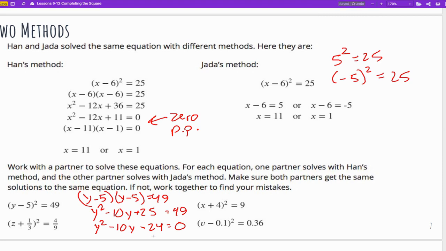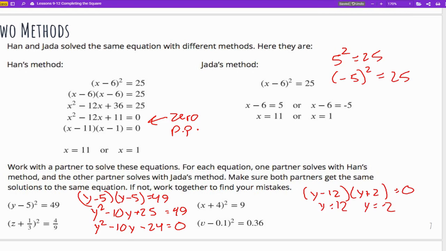Let's come over here. What two numbers add to negative 10 and multiply to negative 24? 12 and 2. So let's do that. We're going to have y minus 12 and y plus 2 equals 0. And so we get y equals 12 and y equals negative 2.